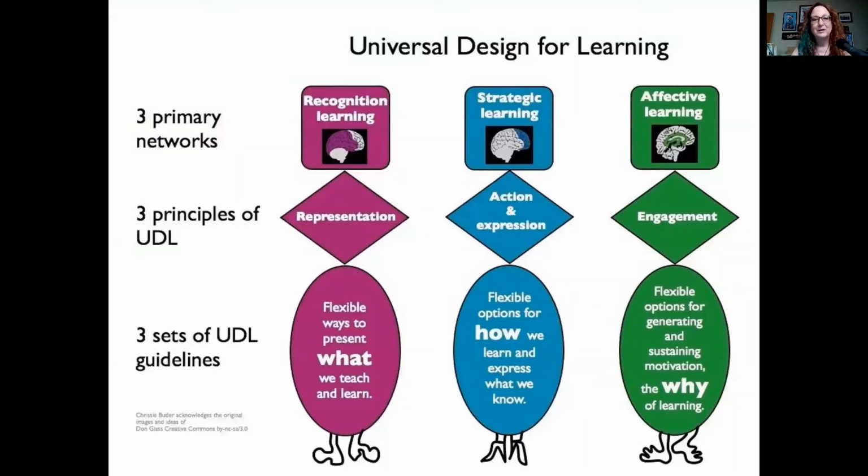So universal design for learning incorporates the three primary networks of how we learn. First is recognition learning, which is how we represent things. It is what we want to teach, what we want our students to learn. The second section is strategic learning, and this is action and expression. This is flexible options for how we learn and how we express what we learn. And that's a big thing here. The third thing is affective learning, which is the engagement. That's the big why. Why do we want people to learn this?